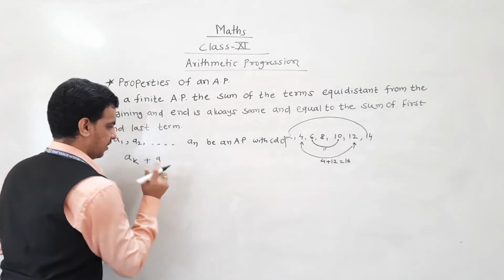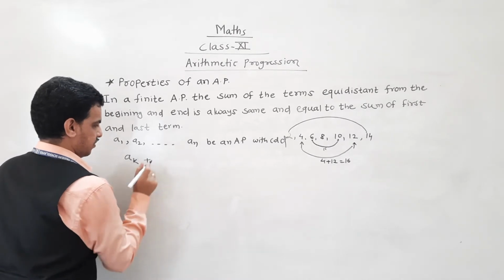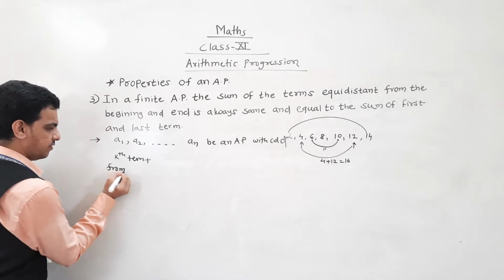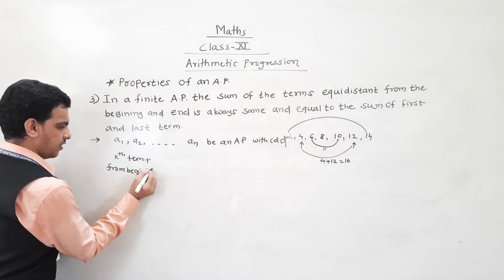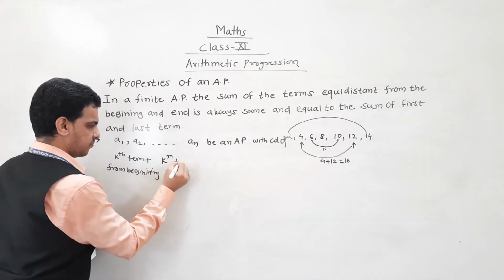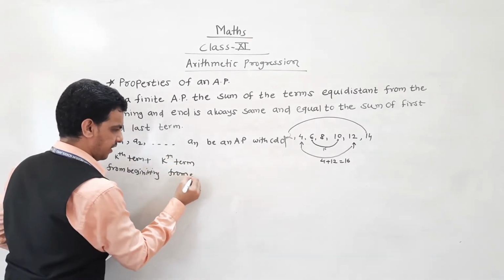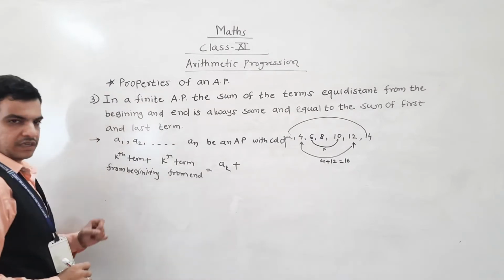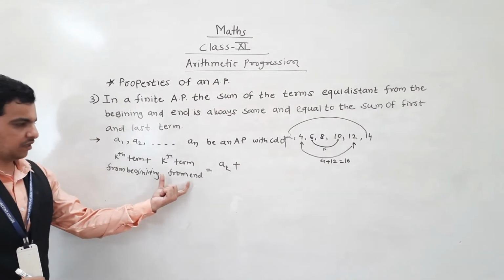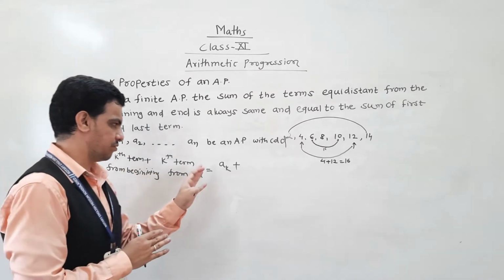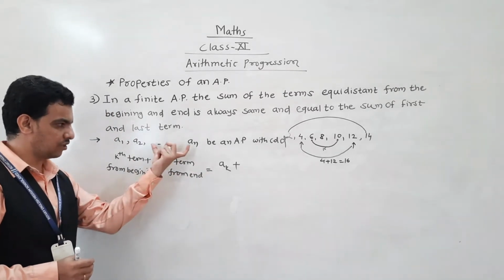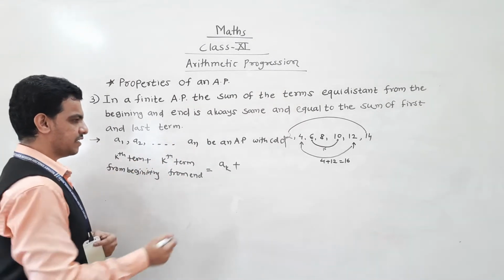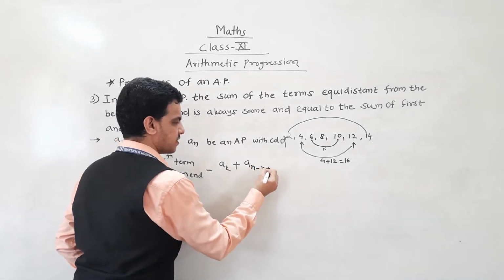Or here I am writing, the kth term from beginning plus the kth term from end is equal to the kth term from beginning, that is a_k, plus the kth term from end. How do we write it in terms of beginning terms? Means the kth term from end, total n terms are there, so the kth term from end, how do we write it from the beginning? That is a_(n minus k plus 1).